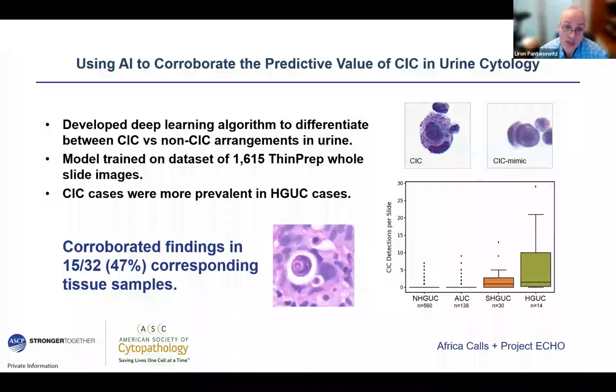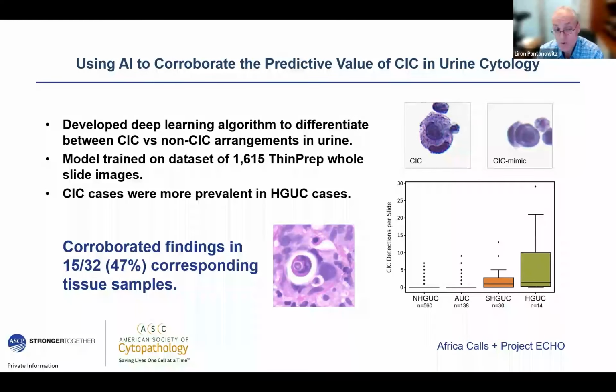So I used AI to corroborate this predictive value of cell-in-cell arrangement. What I did with colleagues was we developed our own deep learning algorithm to distinguish something that's cell-in-cell from a non-cell-in-cell arrangement. On the top, you can see cell-in-cell is where a cell is ingested by more than 50% of an external cell, and they have distinct cytoplasm membranes. On the right is a mimic, which is just 2 urothelial cells overlapping. We trained this on over 1,600 ThinPrep whole slide images.